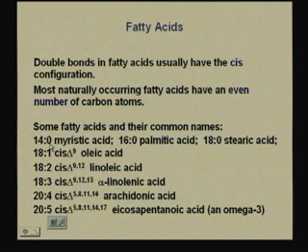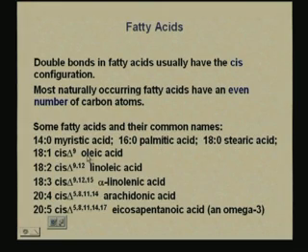Now, if we look at just some fatty acids and their common names, 14:0 is myristic acid. So, these are all the delta configurations. You should be able to write what myristic acid is. It is just a hydrocarbon chain with 14 carbon atoms. We do not need numbering in this case, because there are no double bonds. So, we have myristic acid, palmitic acid, stearic acid.